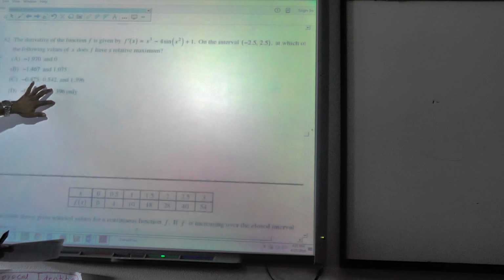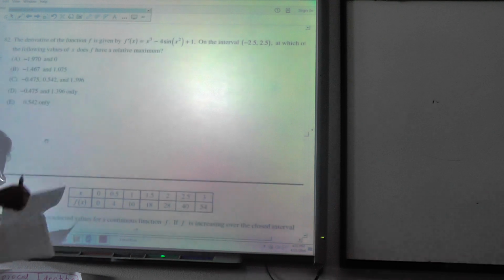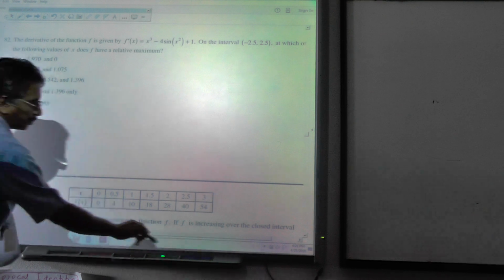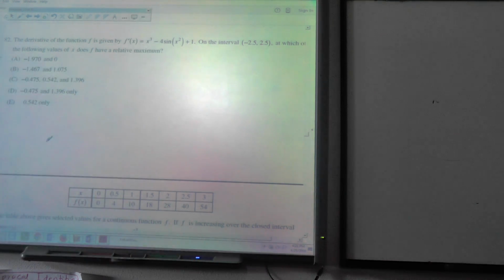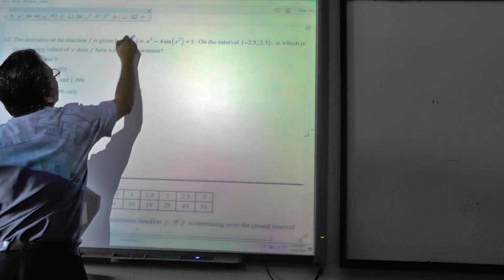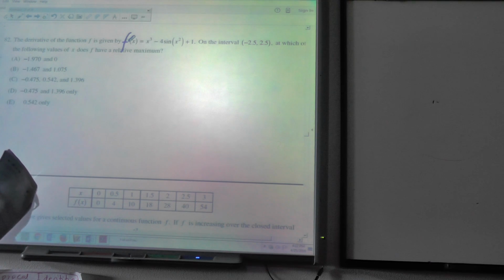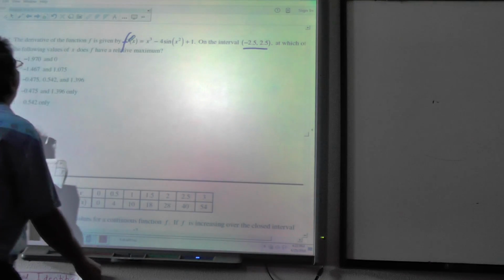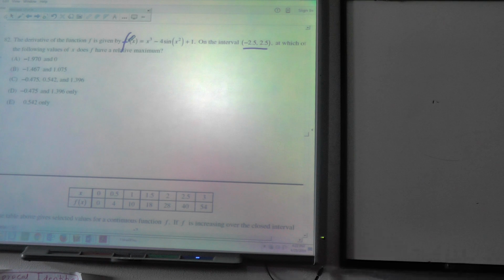Okay, this is problem number 82. The derivative of f is given, so this is f prime, on the interval from minus 2.5 to 2.5. At which of the following values of x does f have a relative maximum?